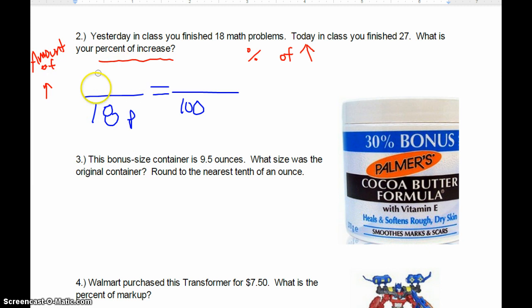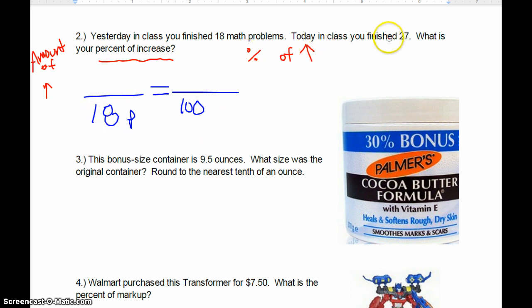Because this ratio on the left is our amount ratio. So it could be problems, it could be dollars, it could be ounces. This ratio on the right is our percent ratio. But they have to line up with each other. I mean, if we want percent of increase, we need the amount of increase. When we do a discount problem, if we want the percent of discount, we need to find the amount of discount. When we do a markup problem, if we want the percent of markup, we need to find the amount of markup. And we're always comparing to the before amount.